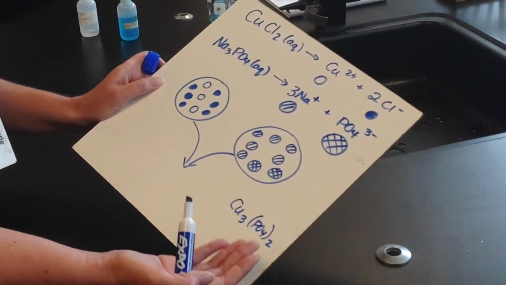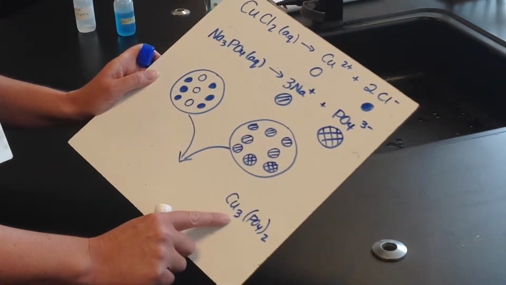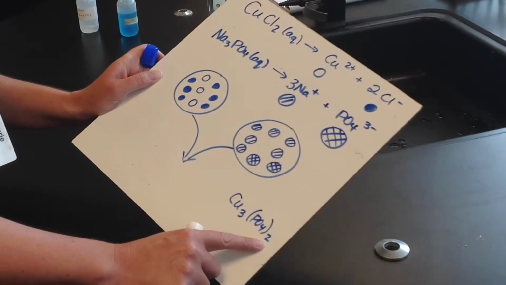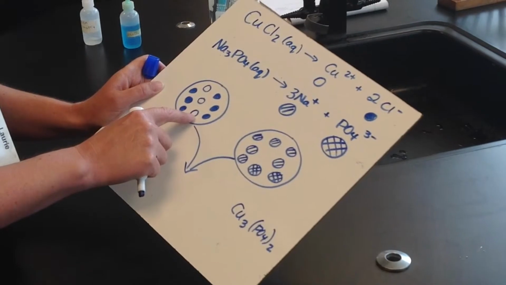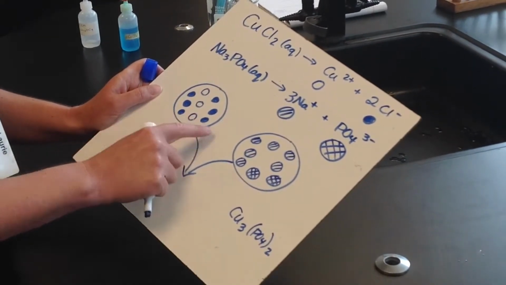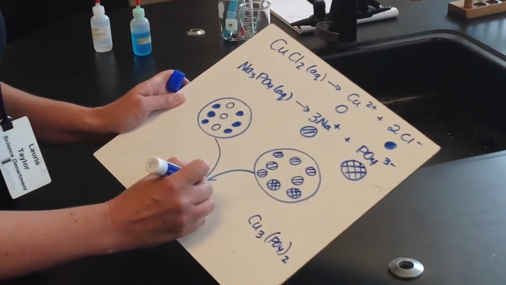So if you look at this formula, to make one solid, we need 3 coppers, okay? And we need 2 phosphates. So let's look up here. Do we have 3 coppers? Yes. 1, 2, 3. Do we have 2 phosphates? Yes. 1, 2. So let's look at what's going to happen here.